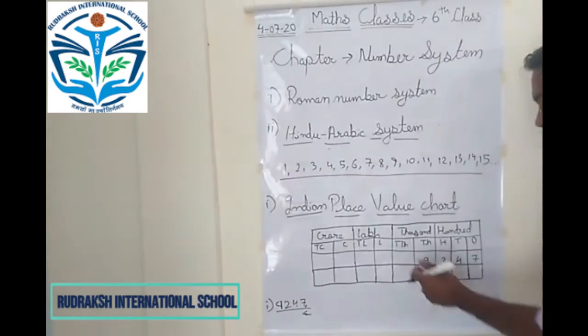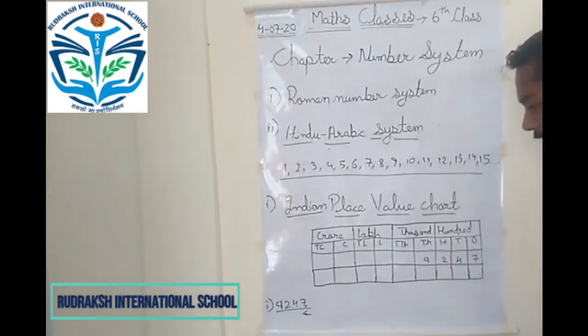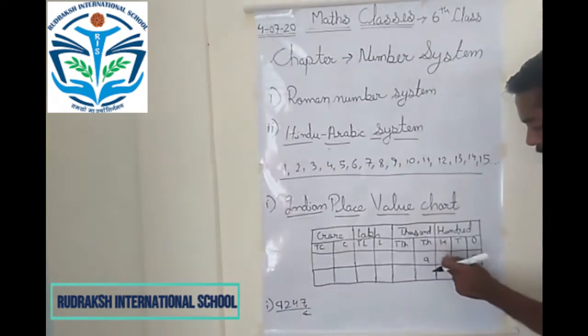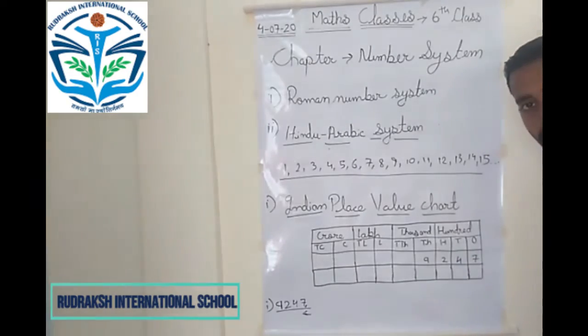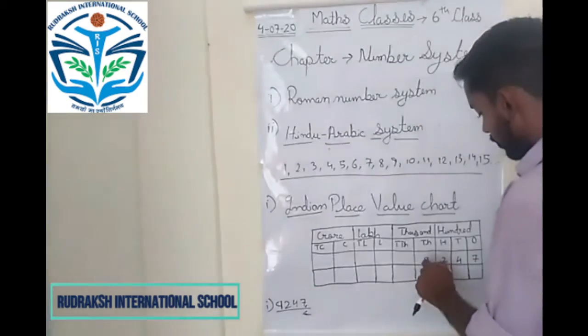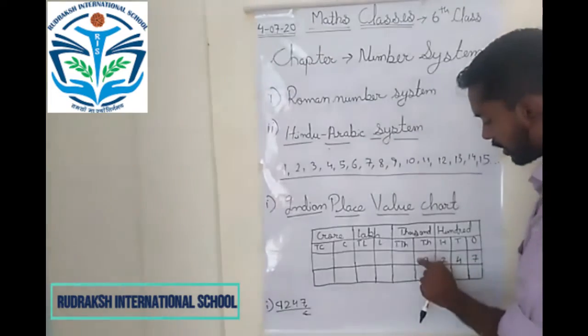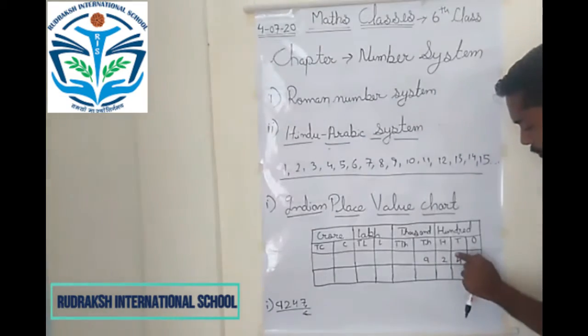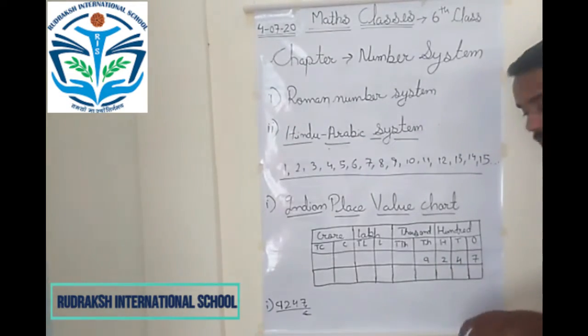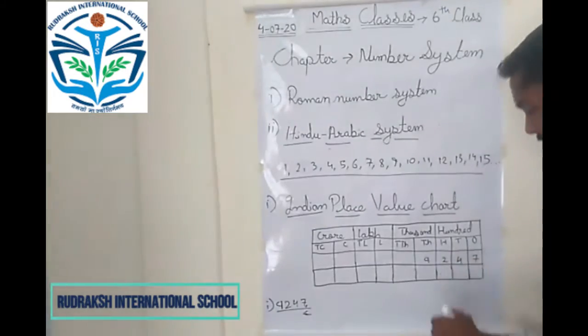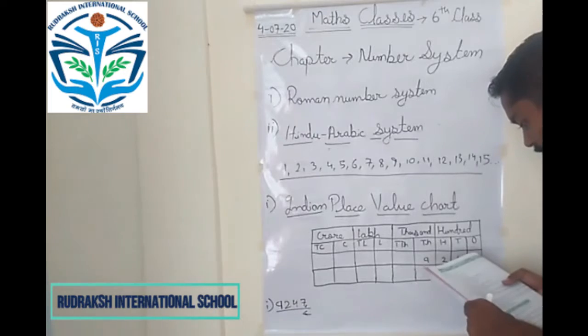So now what will be the sequence of this number? It will become 9247. Is it clear to you? Now it will become 9247. Clear? So this is how we place a number in an Indian place value chart.